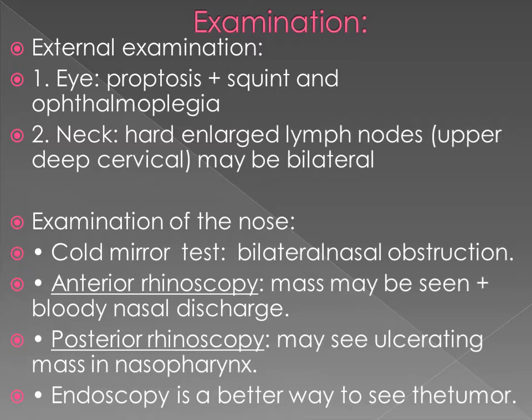Nose examination, starting with the cold mirror test for bilateral nasal obstruction. Anterior rhinoscopy and endoscopy will help in seeing this mass with the presence of bloody nasal discharge, and posterior rhinoscopy can be helpful to show the mass. Endoscopy now is the main diagnostic tool we use, we can see the mass, and sometimes we might be able to take a biopsy probe.